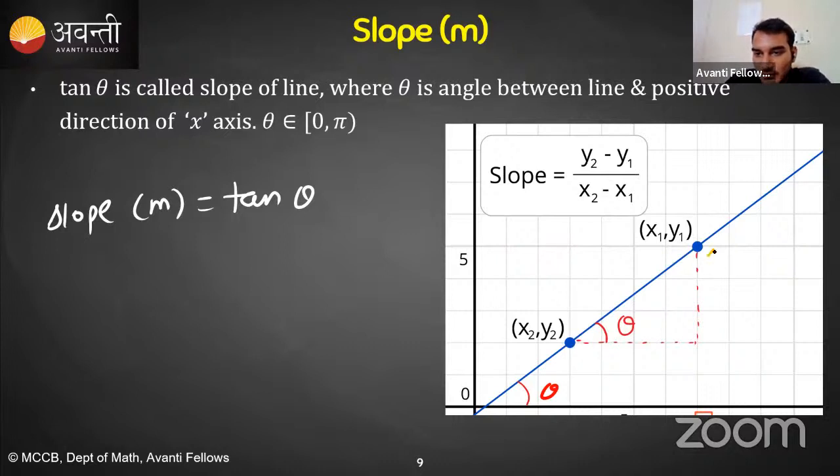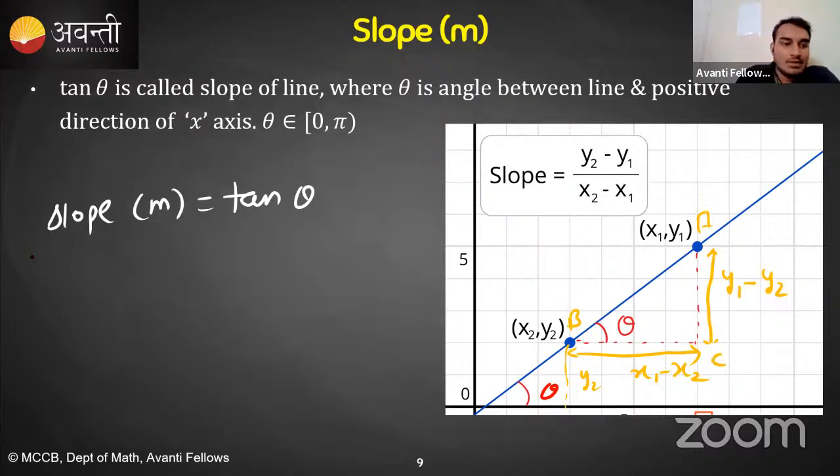So tell me, student, what is this distance? This distance is nothing but y1 minus y2. Yes or no? This is y2 and this whole is y1. So its difference is y1 minus y2. Similarly, how much is this distance? x1 minus x2. Let's call this point A, B, and let's call this point C.